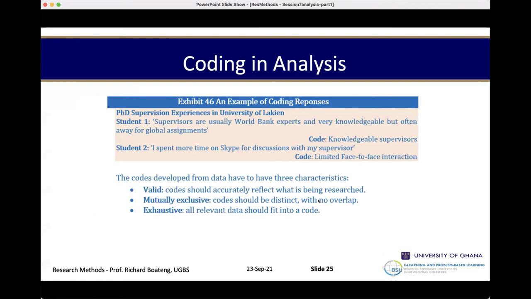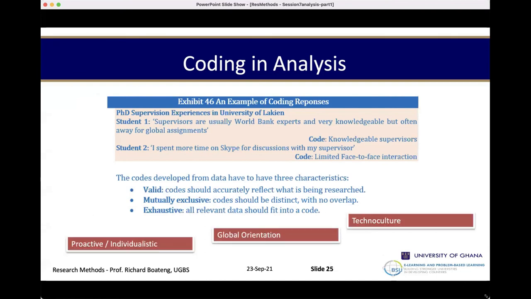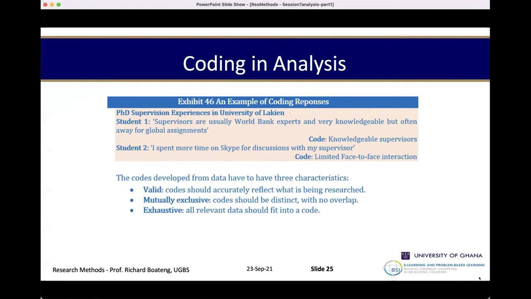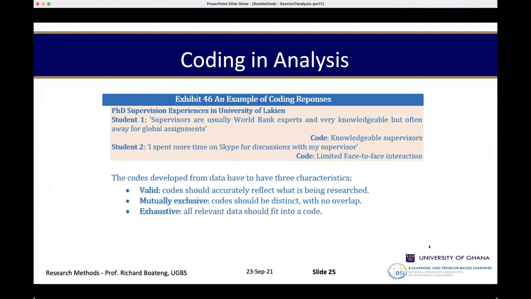So let's look at another example. This one is about doing a PhD at the University of Liking. So, PhD supervision experience at the University of Liking. Two students were interviewed. One student said that supervisors are usually well-bound experts, very knowledgeable, but often away for global assignments. One code we can see there: knowledgeable supervisors. What type of code is it? A descriptive code, which is also a first order. I said, yes, describe it.